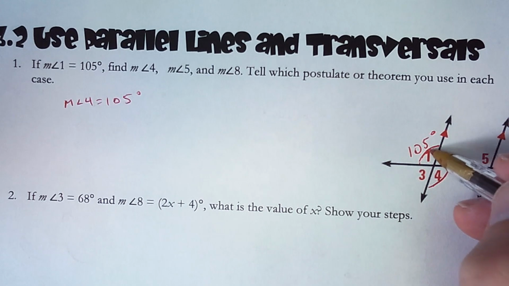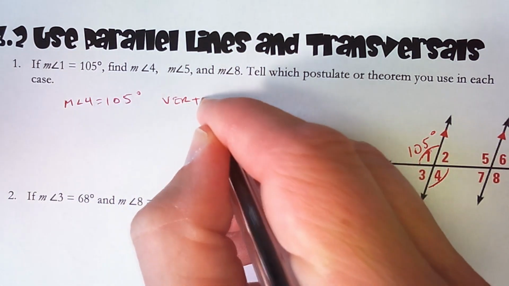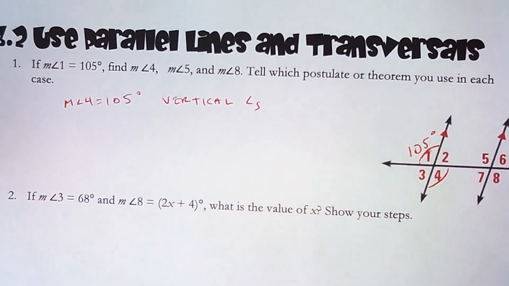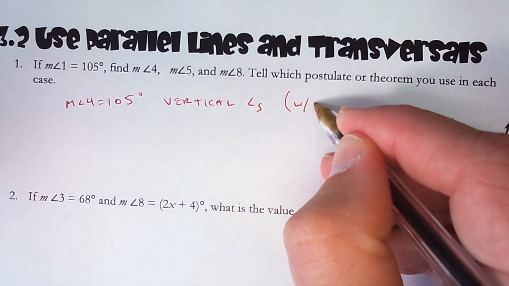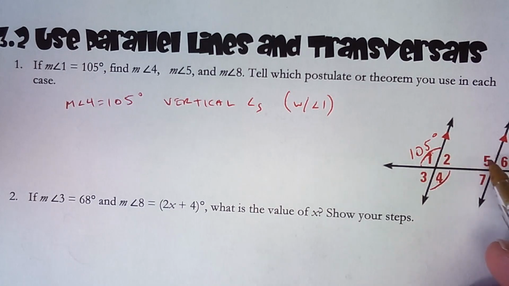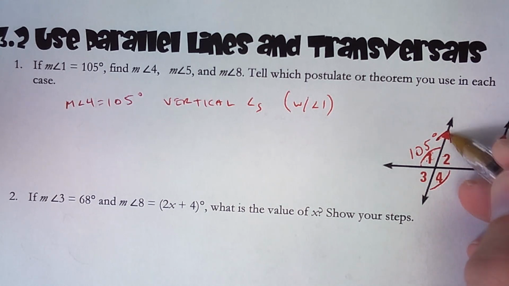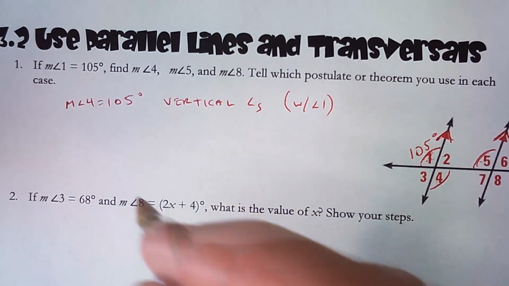Those are congruent angles. The measure of angle 4 is 105 degrees. How do I know that? Because it's vertical to angle 1. So vertical angles, and I'll put in parentheses with angle 1. So it's vertical with angle 1. Okay, 1 and 5 are both in a top left position, so they're corresponding angles and the lines are parallel.